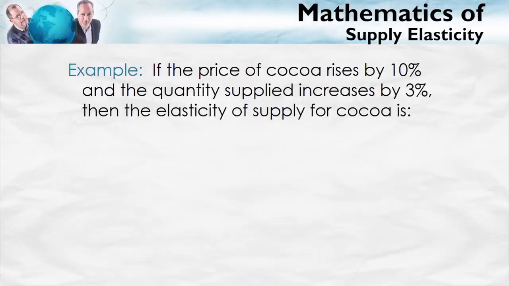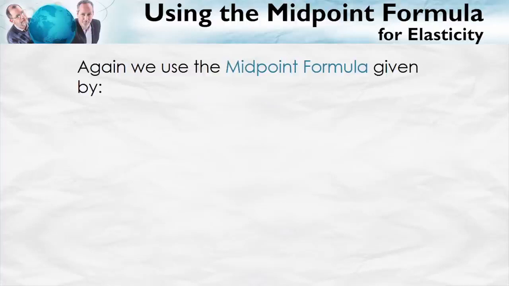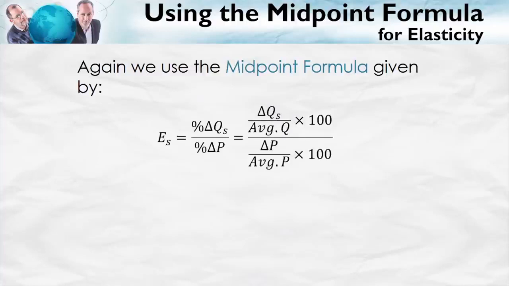Here's an example. If the price of cocoa rises by 10% and the quantity supplied increases by 3%, then the elasticity of supply for cocoa is... So elasticity, percentage change in quantity supplied, that's 3%, divided by the percentage change in the price, 10%, so the elasticity must be 0.3. Here's our midpoint formula. Again, practically the same as that for the elasticity of demand, only we're dealing with the quantity supplied rather than the quantity demanded.